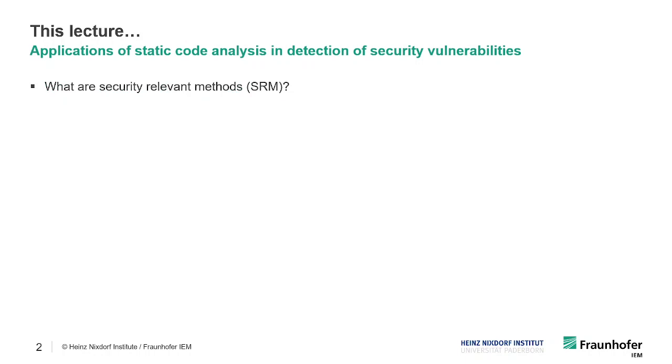First, we want to see what security relevant methods are. So we are going to define them, and we are going to see several examples. Then, in most of the lecture, we are going to talk about how we can infer security relevant methods. In particular, we are going to see examples from Java. However, the results and the research methods that we are going to discuss are not specific to Java, and they can be generalized to other programming languages.